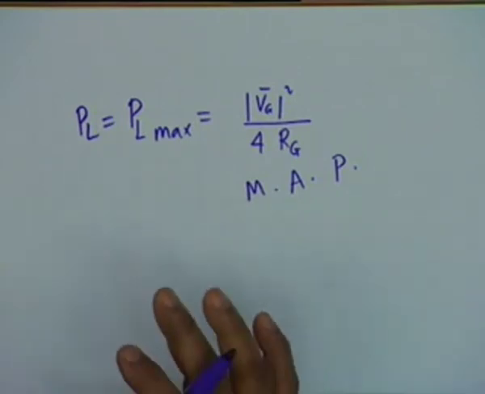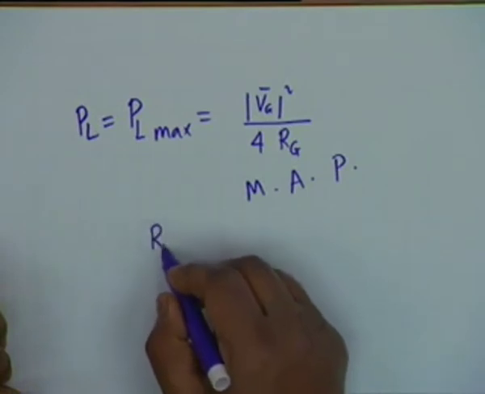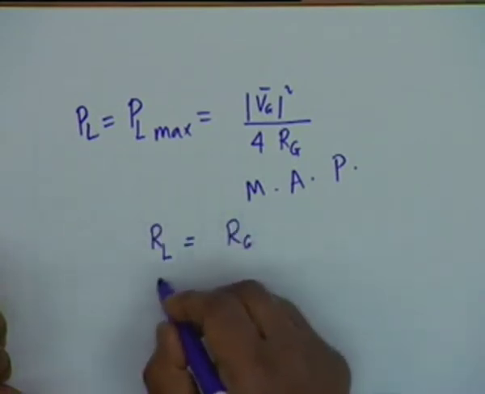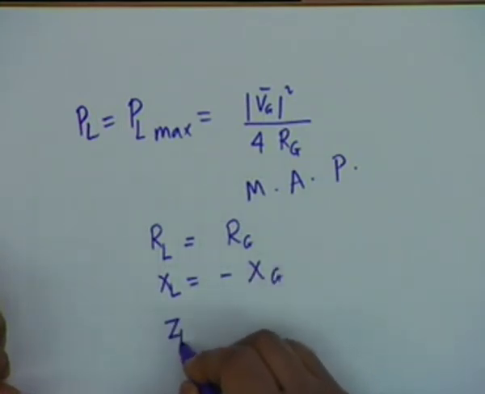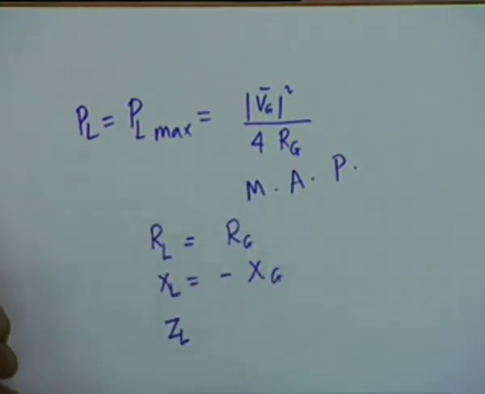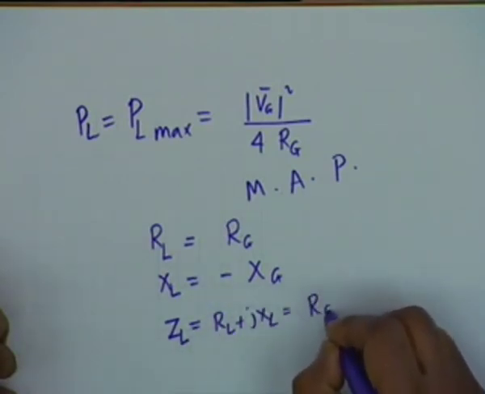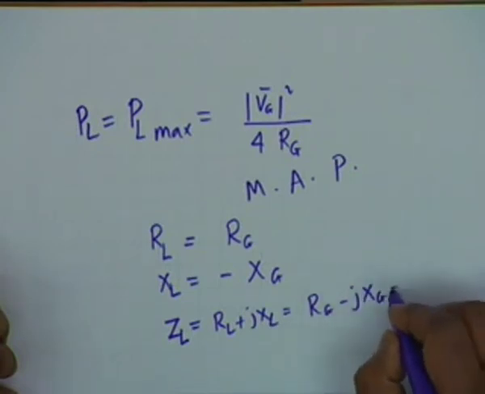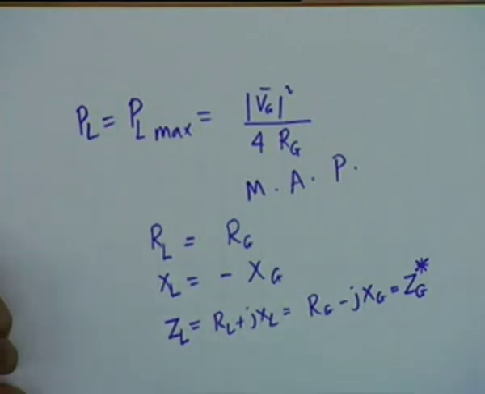Under no circumstances can you draw more power than this, and this happens when RL equals Rg and XL equal to minus Xg. In other words, ZL, which is RL plus jXL, is simply equal to Rg minus jXg, which is equal to the complex conjugate of the source impedance. And this is one of the most important theorems in electrical engineering, maximum power transfer.